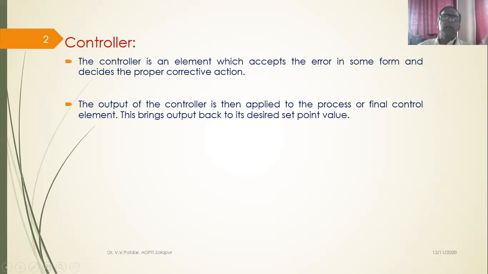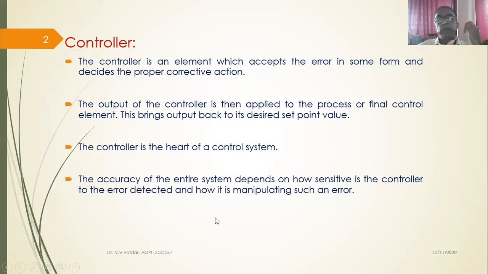Let it be pressure, temperature, flow, force, displacement, velocity, whatever is the parameter that is to be controlled. The controller takes appropriate control actions so that the desired output is maintained. The controller is the heart of a control system. The accuracy of the entire system depends on how sensitive the controller is to the error detected and how it is manipulating such an error.